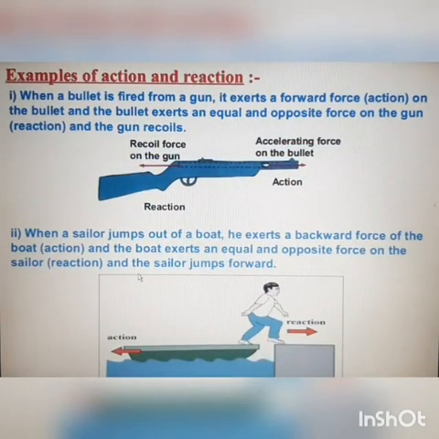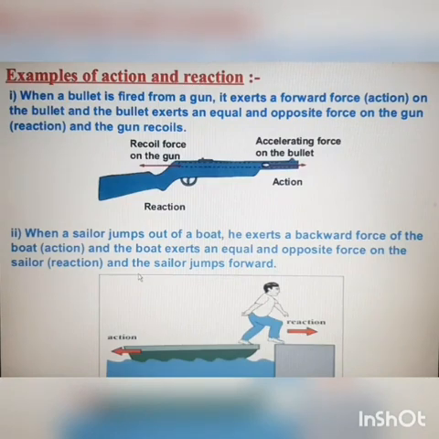Whenever a gun is fired, the gun moves in the backward direction. The moving out of the bullet in the forward direction is the action, and the moving backward of the gun, that is what we call a recoil, is the reaction. You can see in the picture given here.